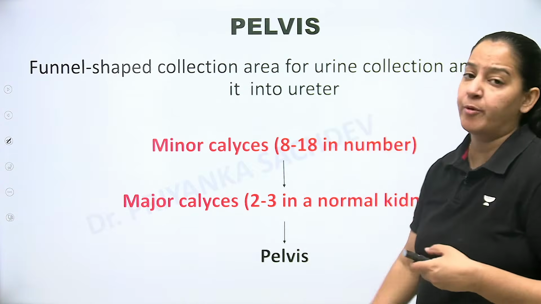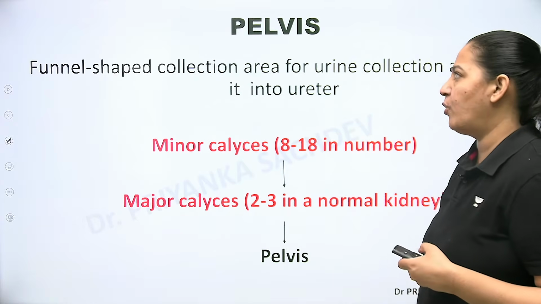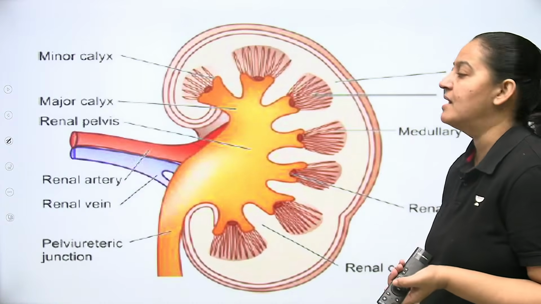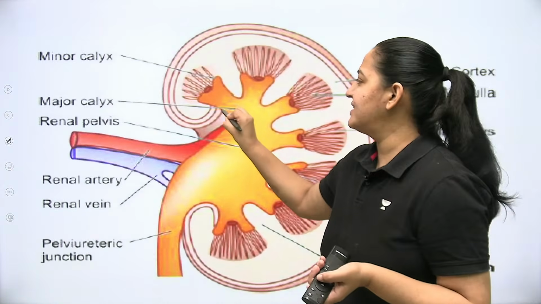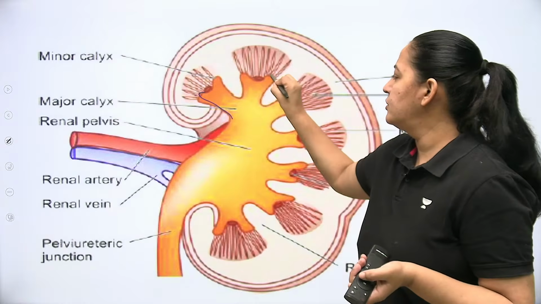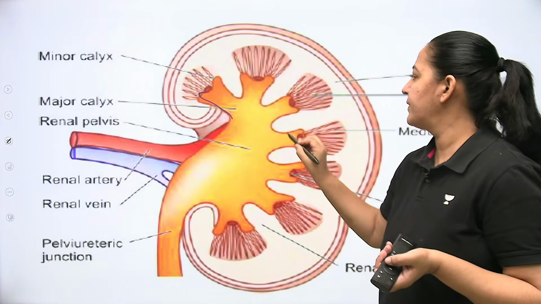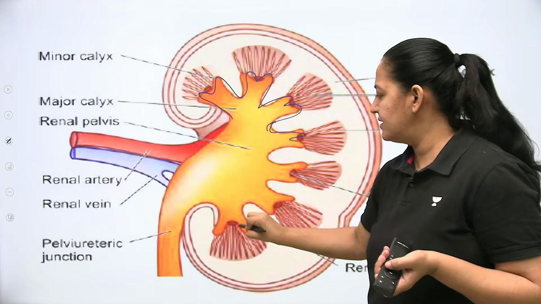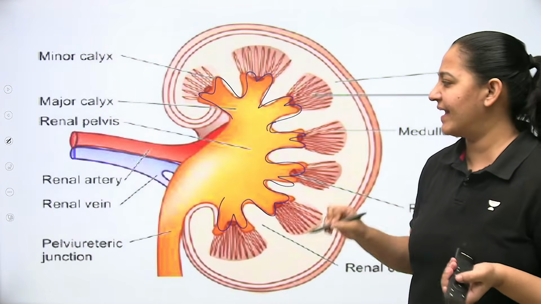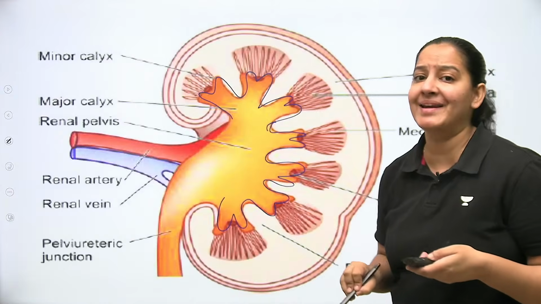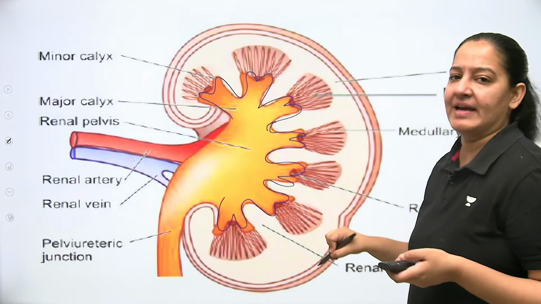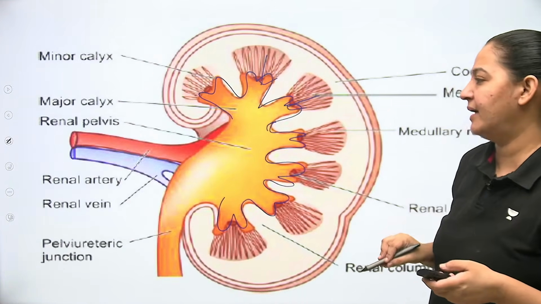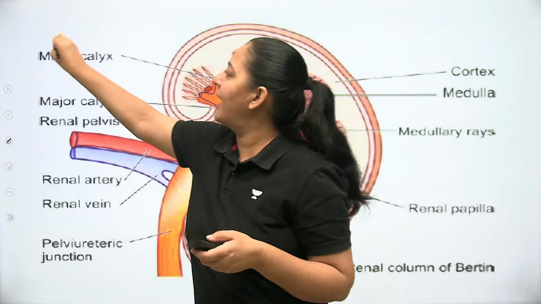After that, coming to the third portion, that is the pelvis. Can you see the yellow colored portion in this diagram? Let me go to the diagram. The yellow colored portion is the pelvis. Now in the pelvis, there are calyces. Can you see? 1, 2, 3, this one is the fourth, fifth, sixth, seventh. In this diagram, I can see 7 minor calyces. All these are minor calyces. So pyramids open into minor calyces.